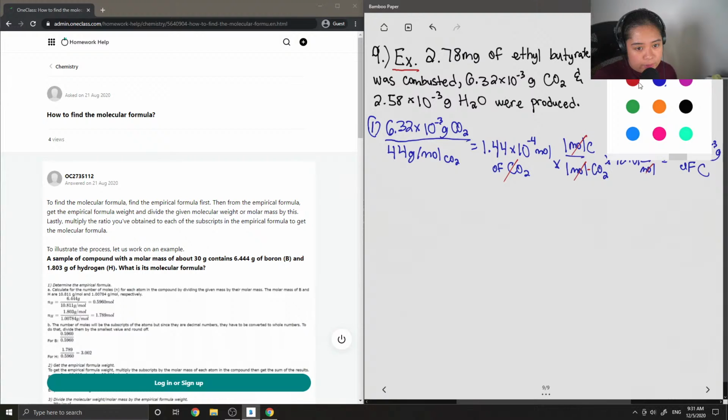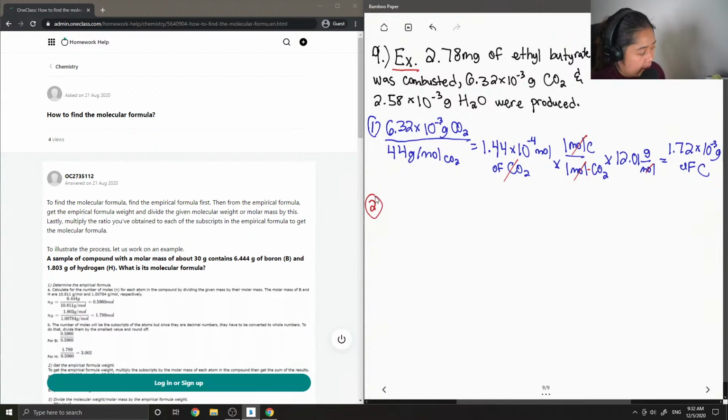Okay, so now we can do the same thing, but this time finding how much hydrogen was in the sample. So we know the mass of H2O that was produced was 2.58 times 10 to the negative 3 grams of H2O. We are going to divide by the molar mass of H2O, which is 18 grams per mole. So this gives us number of moles equal to 1.43 times 10 to the negative 4.